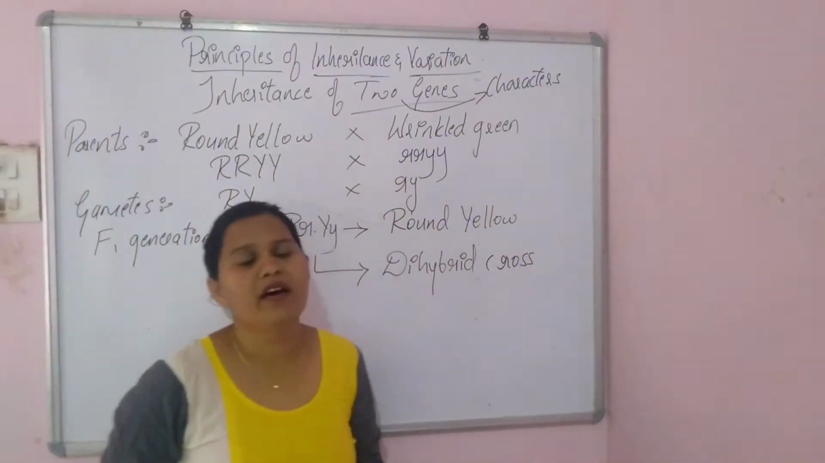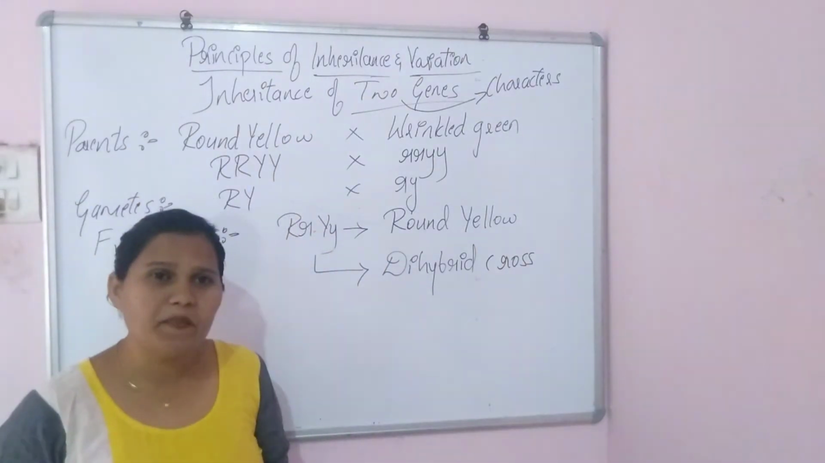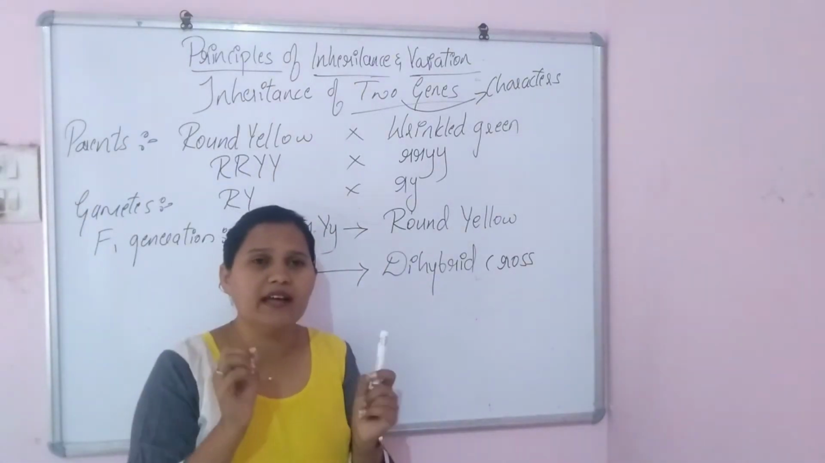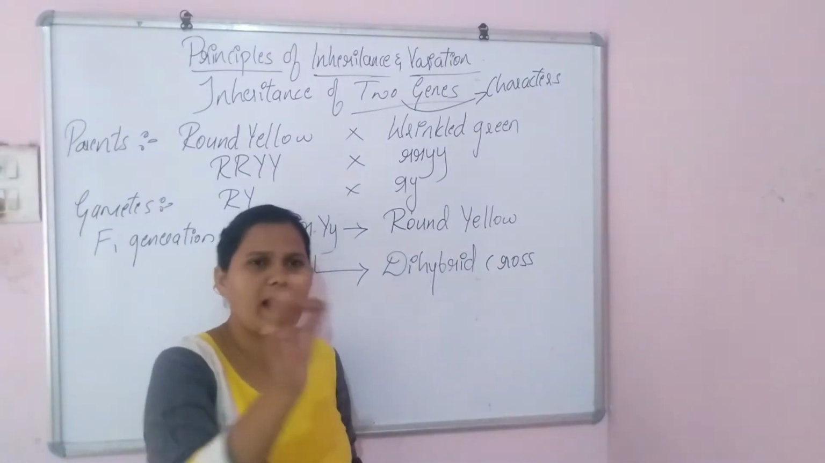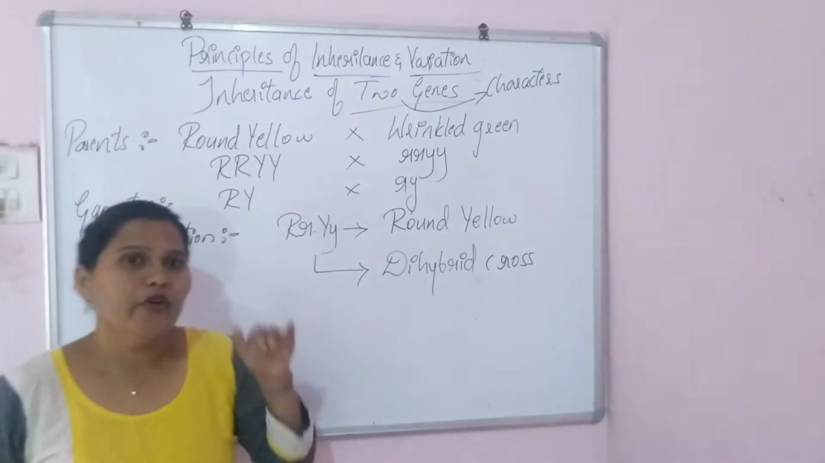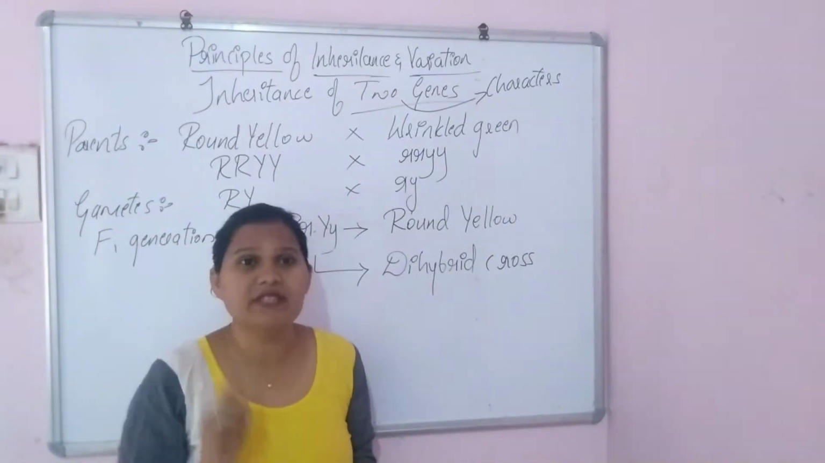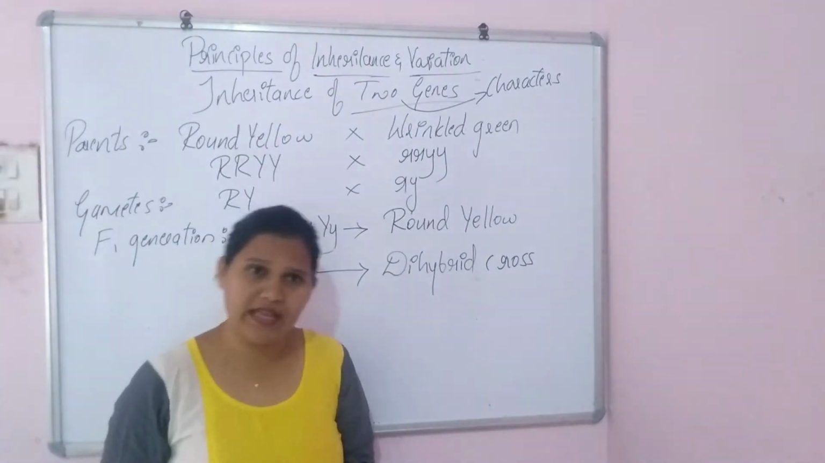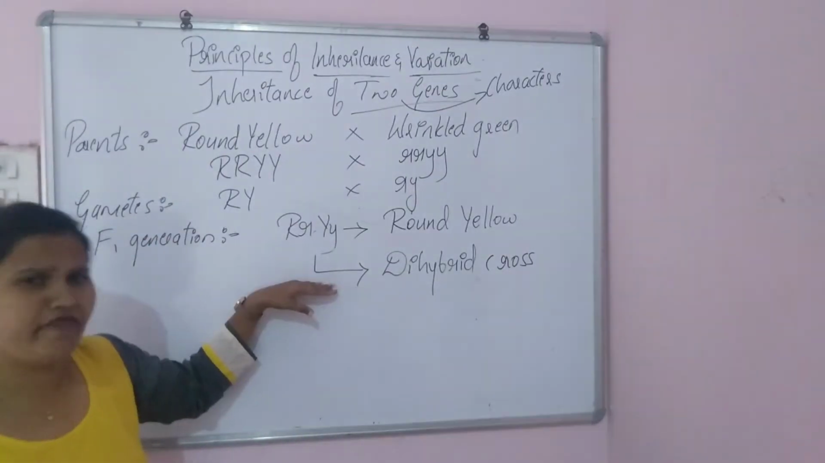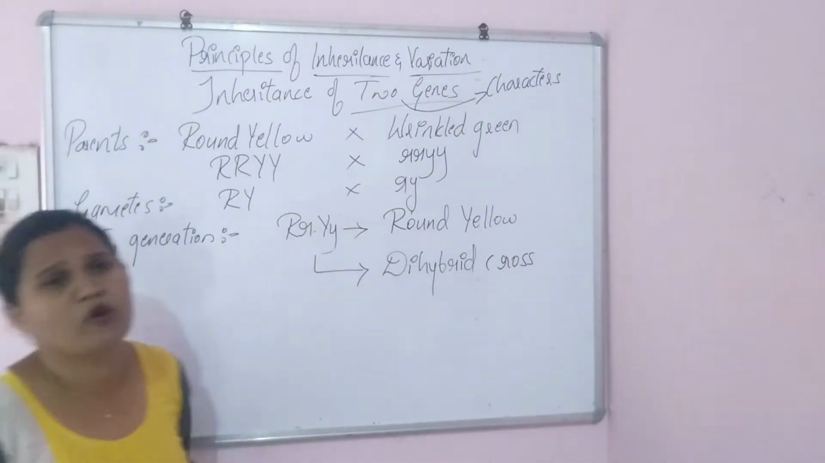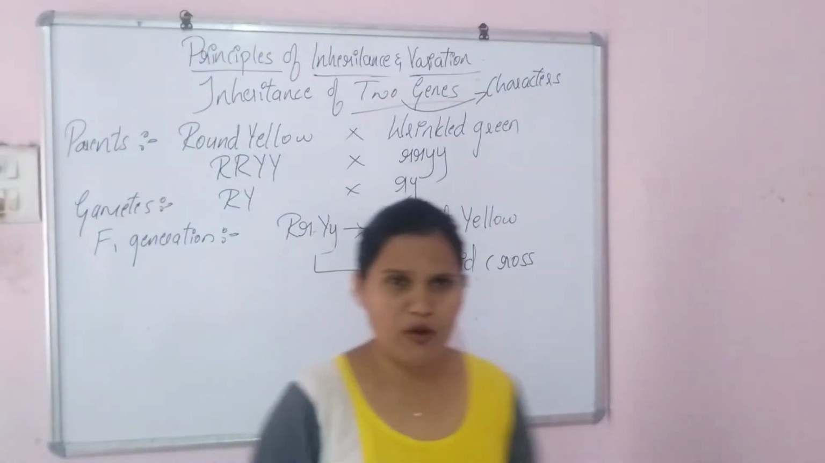Is this clear? In the case of monohybrid cross, what have we done? We have taken only a single trait or single character, that is, tall and dwarf. But here we took the shape of the seed and also the color of the seed. Is this clear? So in the F1 generation, all the offspring produced were round yellow.